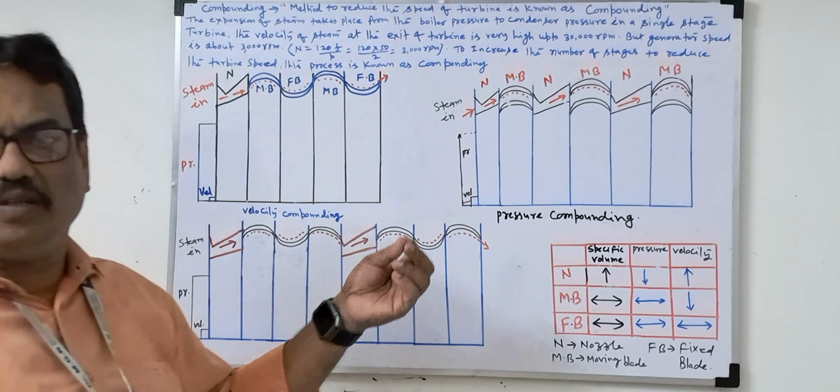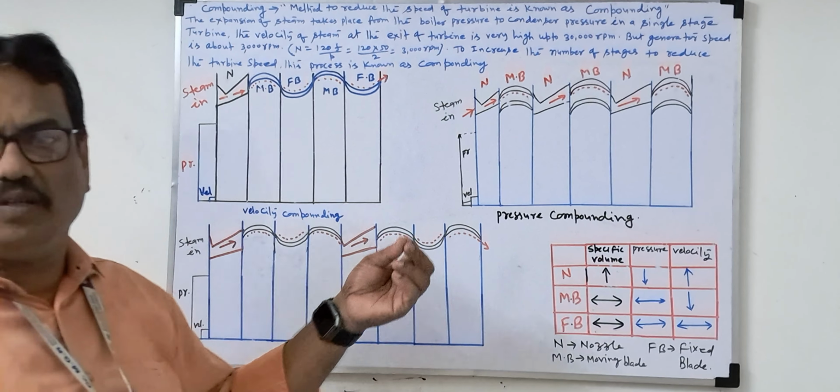Now, if expansion takes place in a single stage, what RPM comes? 30,000 RPM. If the generator runs at that RPM, wear and tear will take place, and we cannot control it. If we generate electricity, the power or energy generated also cannot be controlled. So for that we are using compounding.